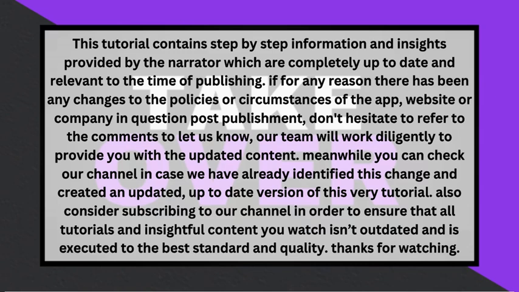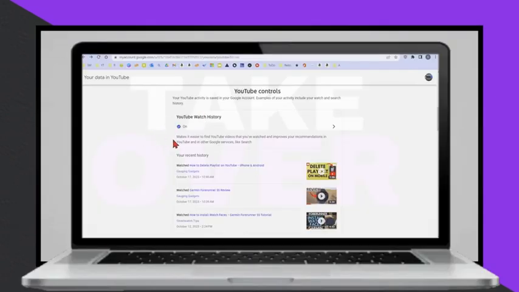Here, you have two options. You can remove individual videos from your watch history by clicking the X next to each video. Or you can clear your entire watch history, which will significantly impact your YouTube recommendations.